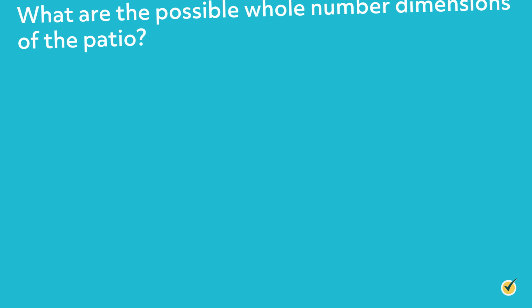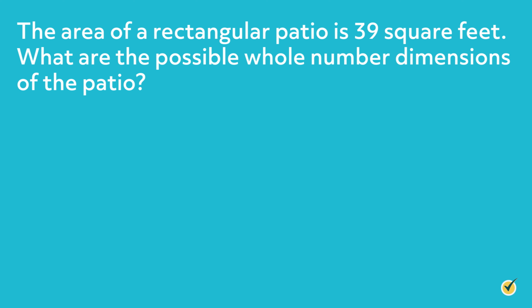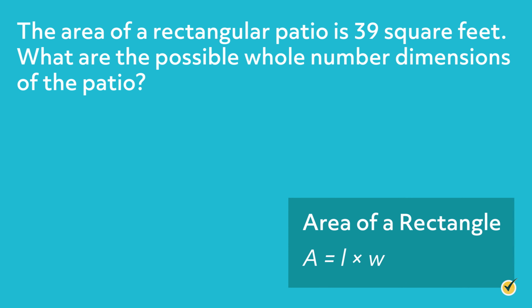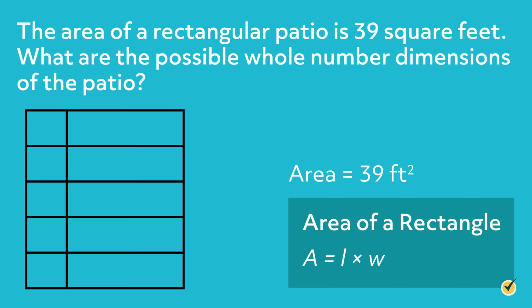Let's take a look at one more example together. The area of a rectangular patio is 39 square feet. What are the possible whole number dimensions of the patio? To find the area of a rectangle, multiply length times width. In this case, we know that the area is 39 square feet. What numbers can we multiply together to get a product of 39? To answer this question, make a list of all the factors of 39.